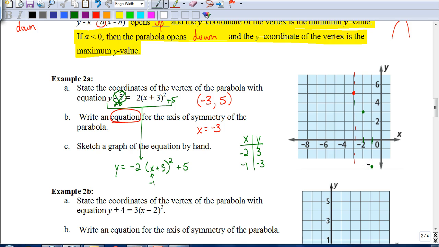Now the last step is just to reflect these points over that line of symmetry. Reflect that one here because it's 1 unit to the right of the line. I'm going to graph another point 1 unit to the left of the line. Here we have a point that's 2 units to the right of that line of symmetry, so I'm going to reflect that so there's a point 2 units to the left of that line of symmetry. And then we just connect these to make our parabola.